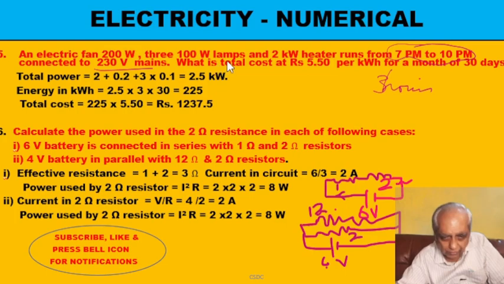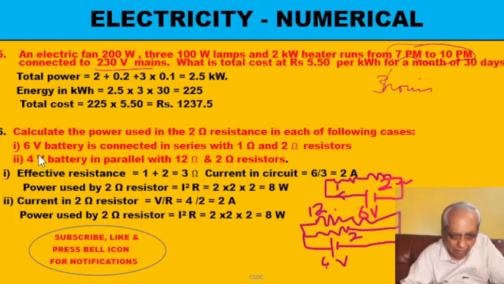So cost means I should find kilowatt hours. That is 1 unit, and the cost of 1 unit is given. So I will calculate how much is the total power first. First always calculate power. 2 kilowatt, so 2. Then the electric fan is 200 watt, so plus 0.2 is for this fan. Then 3 into 100, 100 watt means 0.1, so this will give me the power of my lamps. So I have written 3 things: 2 kilowatt is the heater, 0.2 is the fan, and this. So I've got 2.5 kilowatt as the power.